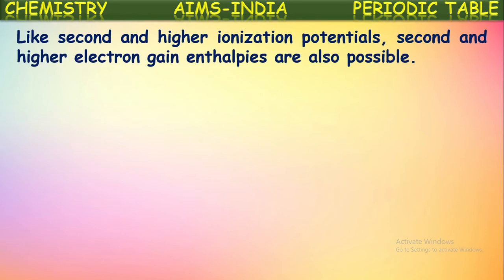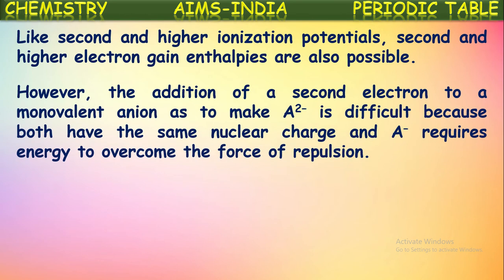Like the second and higher ionization energies or ionization potentials, second and third electron gain enthalpies are also possible. However, the addition of a second electron to a monovalent ion, A minus, to make it A2 minus is difficult because both have the same nuclear charge and A minus requires energy to overcome the force of repulsion. So just like the ionization potential, electron affinity also exists in different stages: first electron affinity, second electron affinity, third, fourth, and so on.